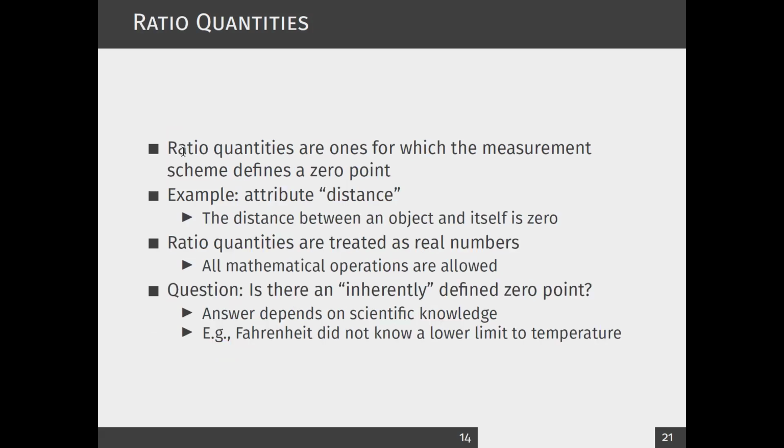The last one we call ratio quantities. In ratio quantity, usually we can talk about the zero point. For example, if you calculate the distance between an object and itself, we can say it's zero. So we can treat these as real numbers, which means you can use all the mathematical operations, not like in the previous case.